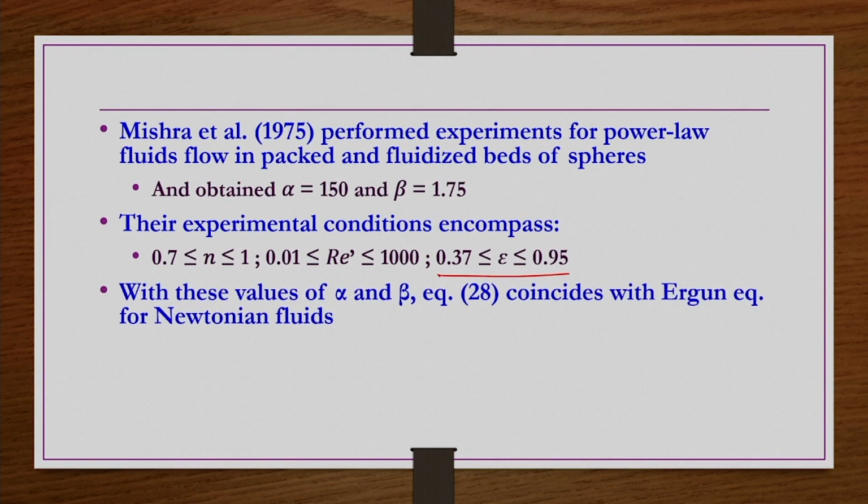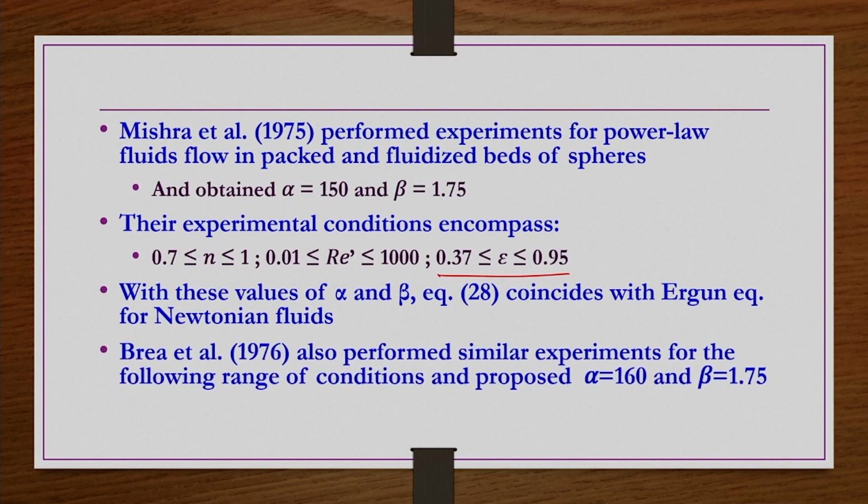Now, with these values of alpha and beta, whatever f equals alpha by Re plus beta is there, that is coinciding with the Newtonian results, because for the Newtonian results, Ergun's equation, we know that f equals 150 by Re plus 1.75. So, the same constants they also got here, only the Reynolds number is a modified Reynolds number, and that modified Reynolds number equals the Reynolds number of the Newtonian case if the fluid is Newtonian, right.